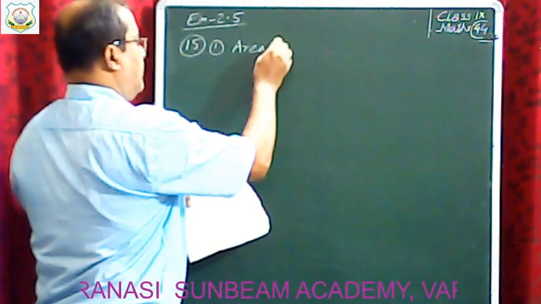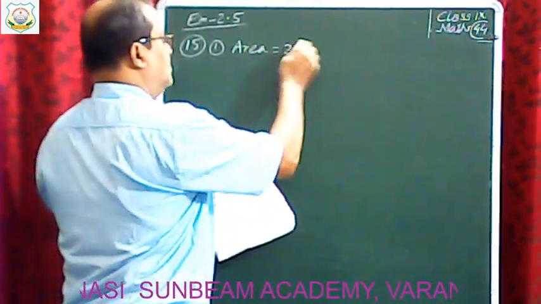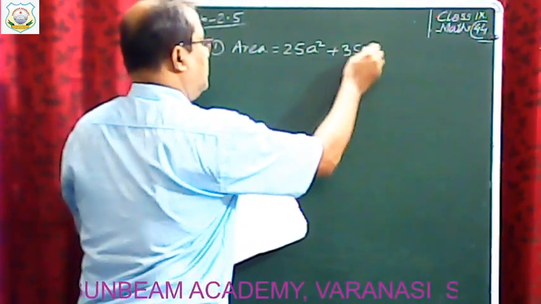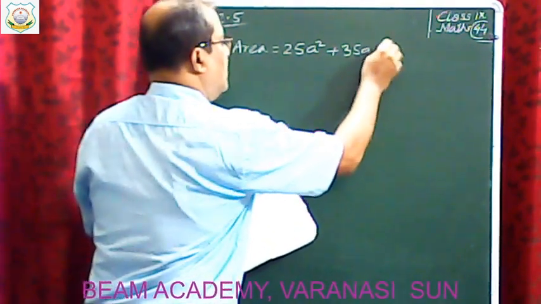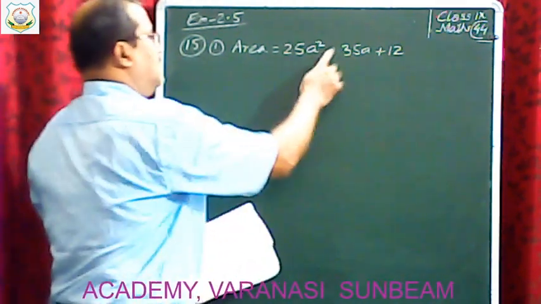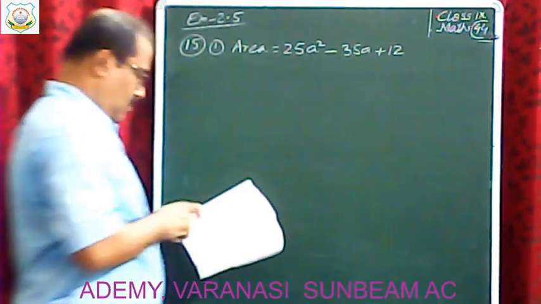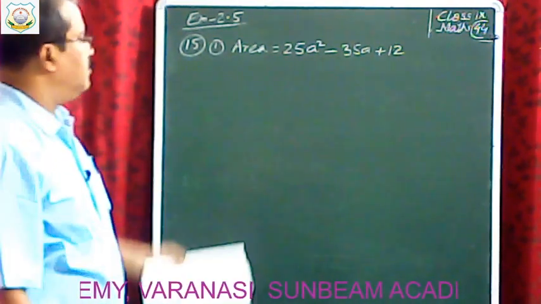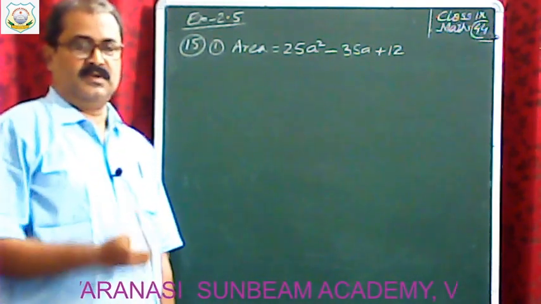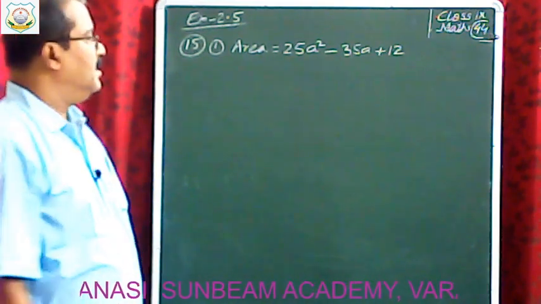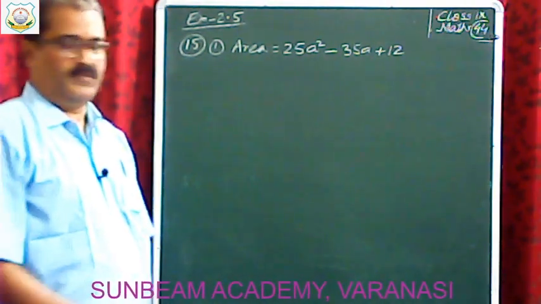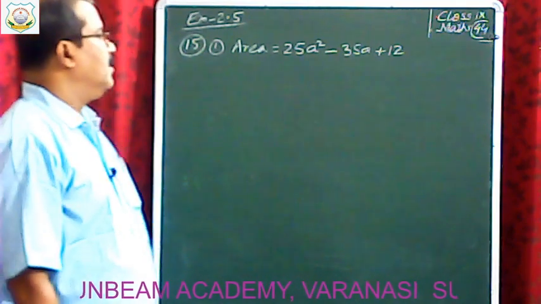Area equal to 25a square minus 35a plus 12. The area of the rectangle is given, and you have to write possible expressions for length and breadth. It is a quadratic trinomial, so accordingly you have to follow the process of factorization, that is splitting of the middle term.